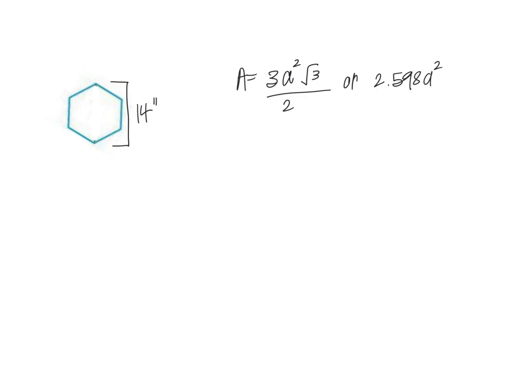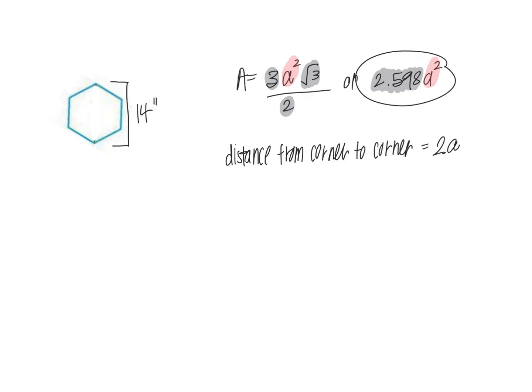Or if you just said 3 times the square root of 3 divided by 2, that would just give you 2.598. And then we could include our a squared with it. So either way you want to look at the formula, this way right here is probably the easiest method. But we need to know what a squared is.